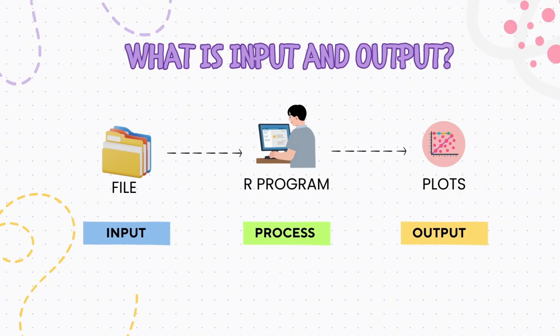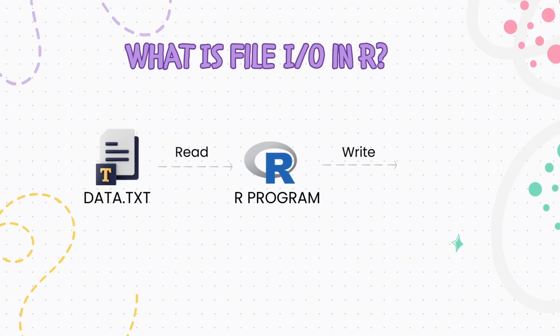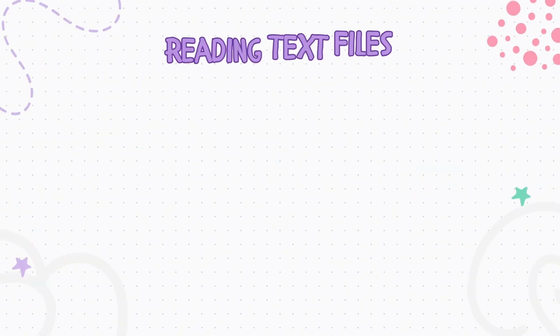Now let's talk about file input and output. So what is file I/O, that is input and output, in R? File input and output means reading data from files and writing results back to files. In this episode, we'll keep things very simple. We'll be working only with plain text files in order to demonstrate what is input and output inside R, because they are easy to understand and help us focus on the basics of file handling.